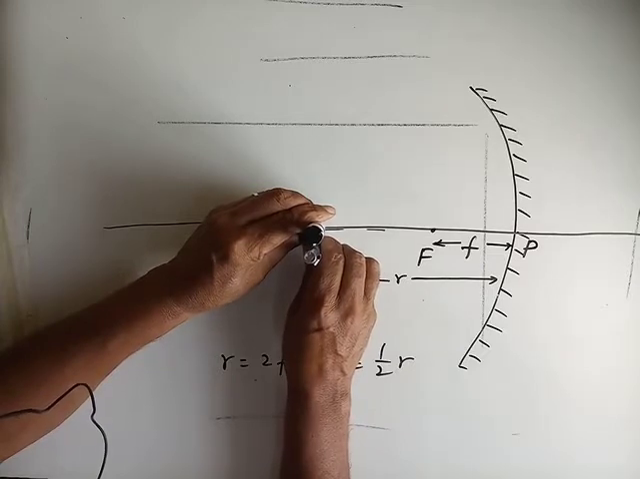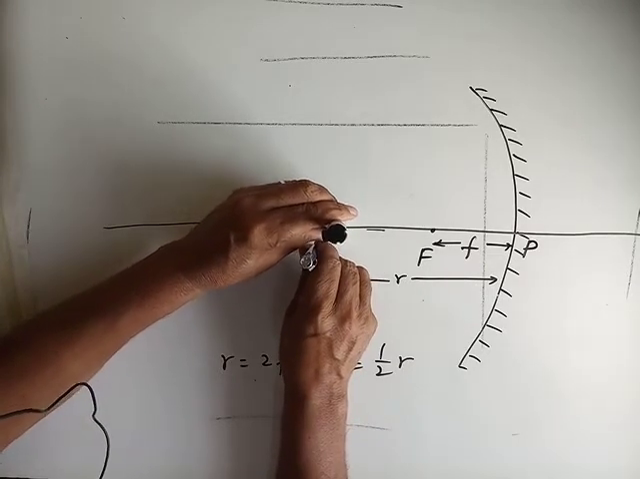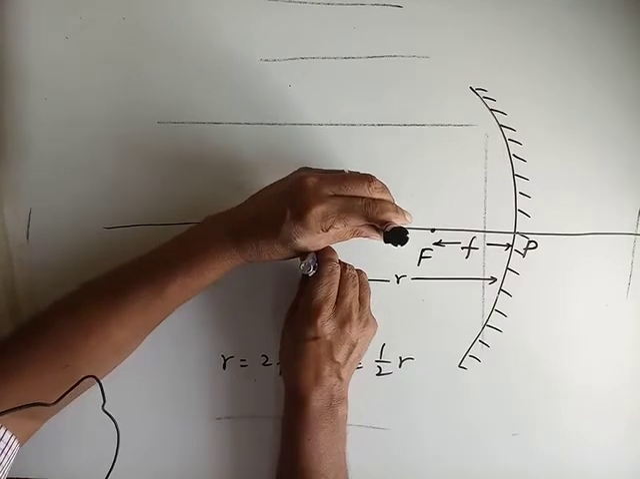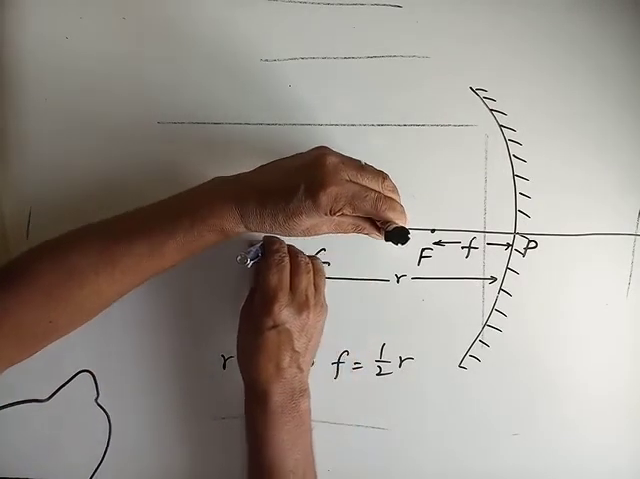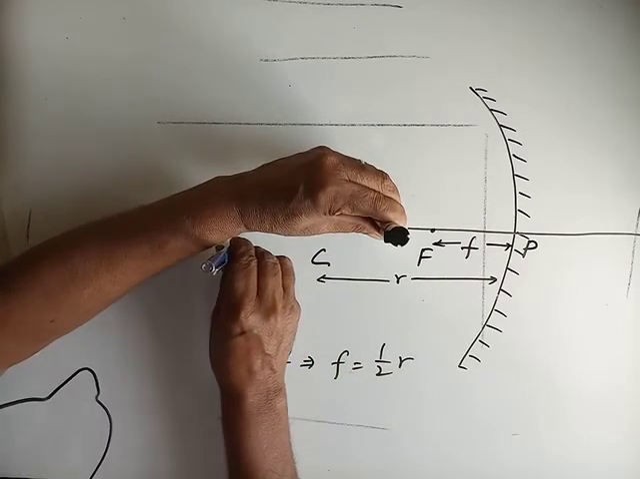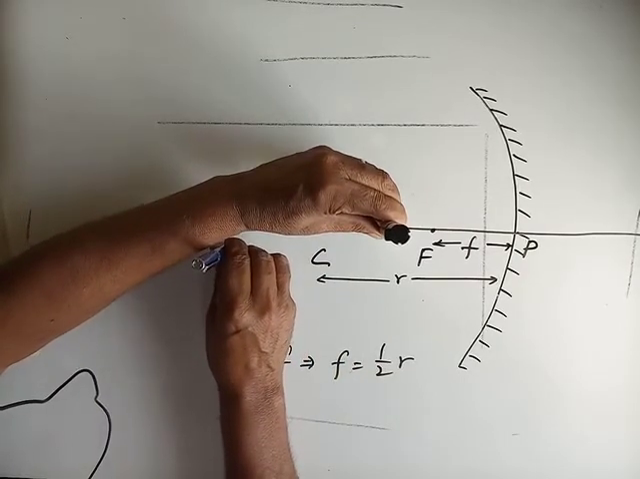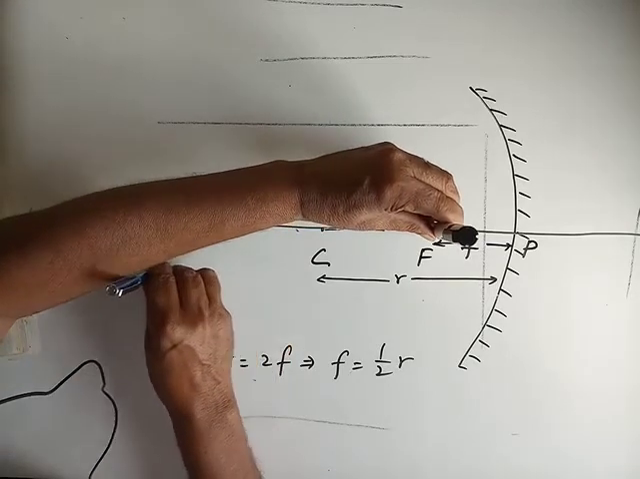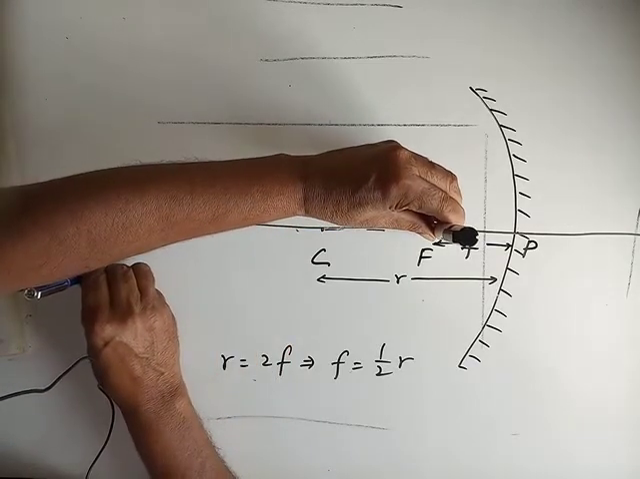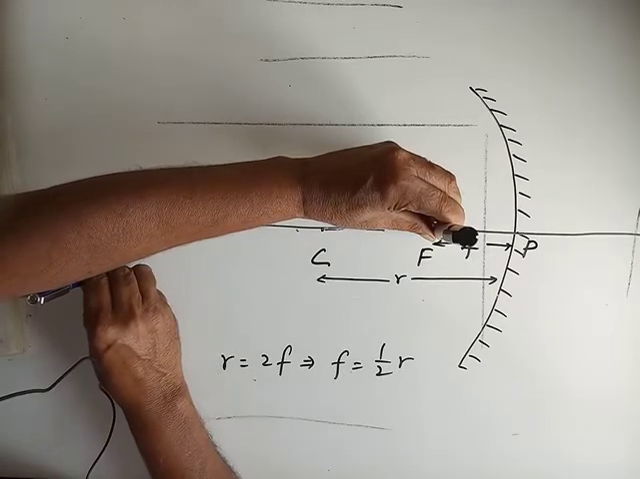If the object is moving to between F and C, the image will move away like this. So the image will be beyond C at this position. When the object is at the focus, the image will be at infinity.